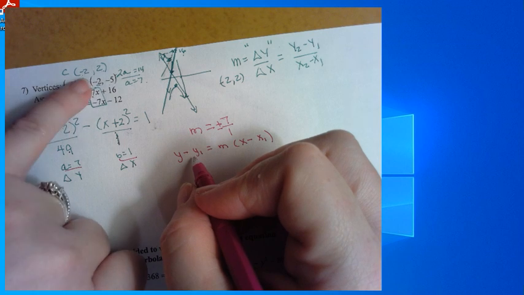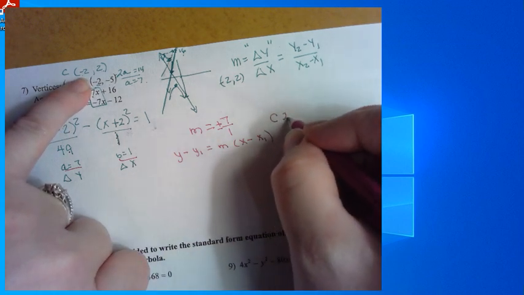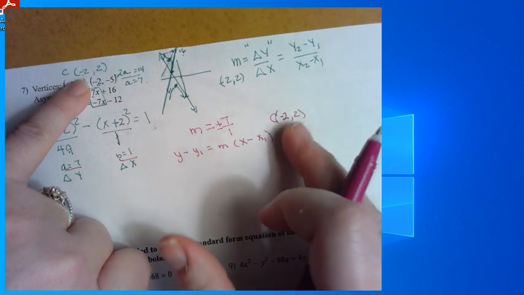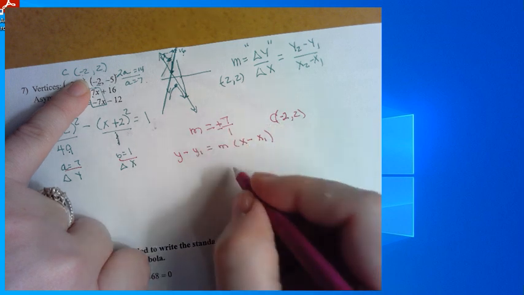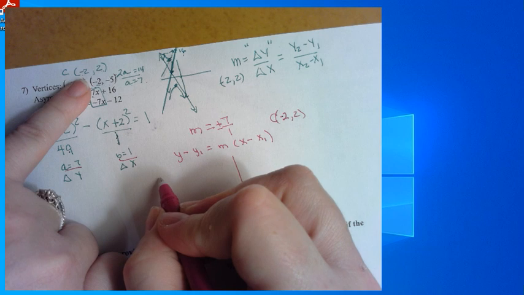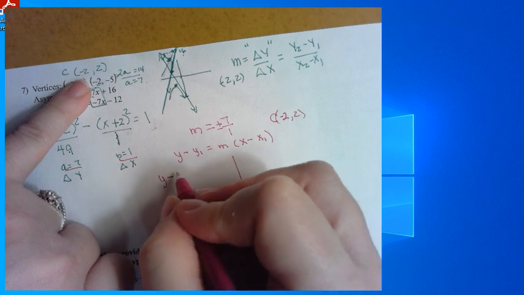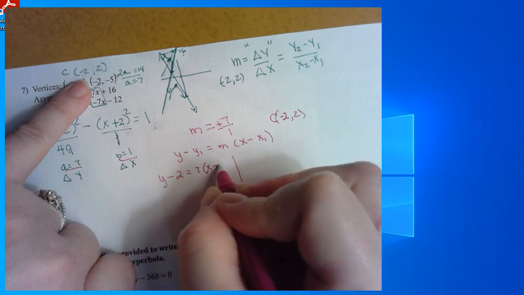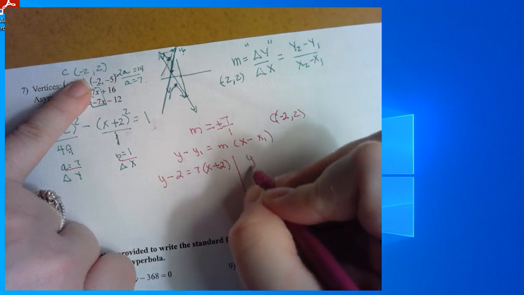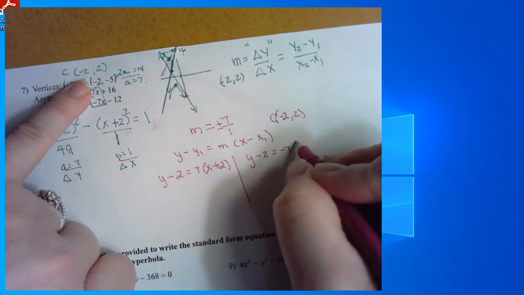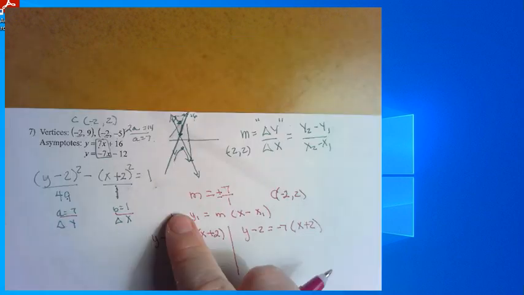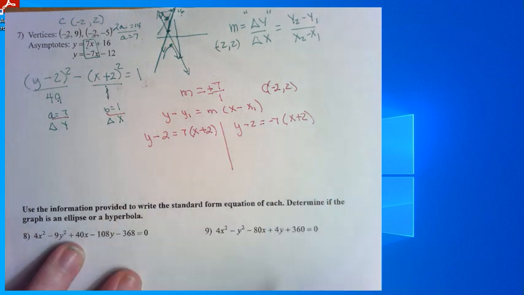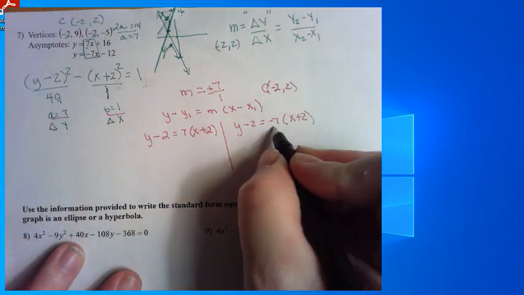So when you fill it in, I'm going to use the center of negative 2, 2. And that's going to be part of both equations, the negative 2, 2. And then one equation is going to have a 7 in it, one's going to have a negative 7. So this is going to be y minus 2 equals 7 times x minus a negative 2 becomes plus 2. The other equation is y minus 2 equals negative 7 times x plus 2. Look how I have these two equations. They look exactly alike with one exception, and that's the slope.